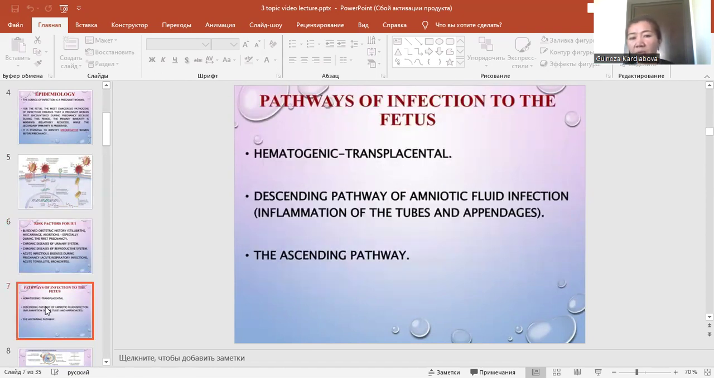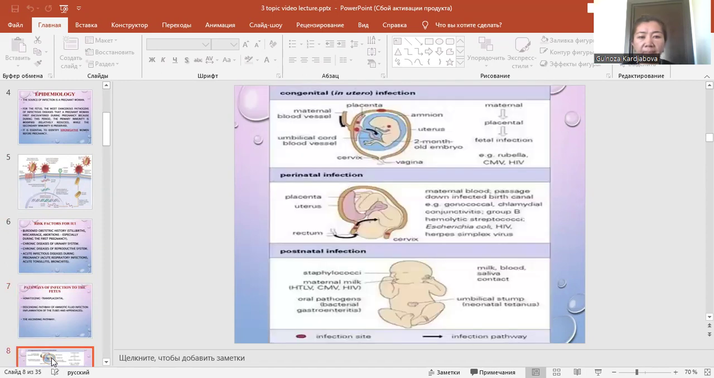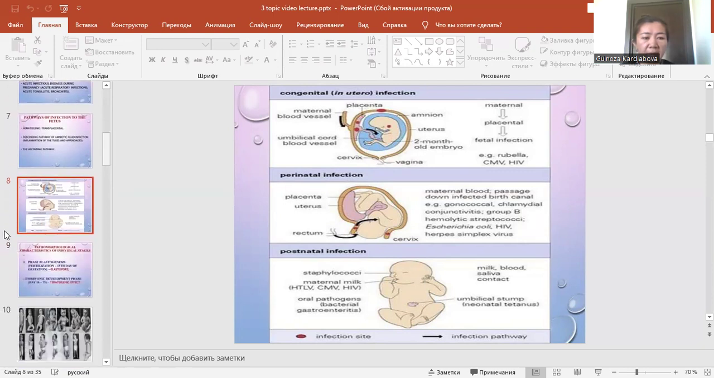Pathways of infection to the fetus are the hematogenic, descending pathway and ascending pathway. There is a congenital prenatal infection and postnatal infection pathway, showing the mechanism of infection.